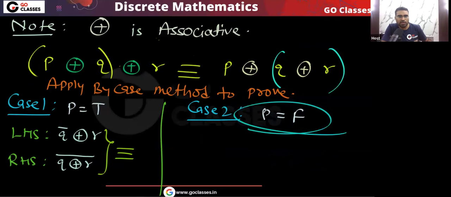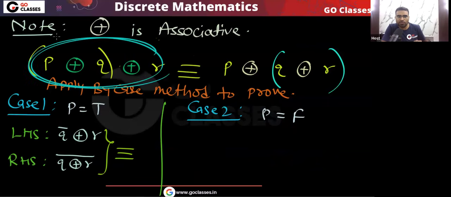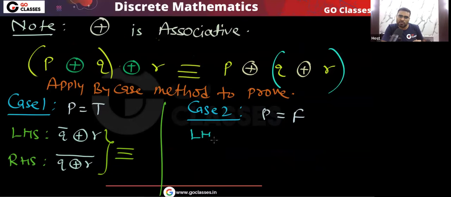And what about case 2? When P is false, what will be the LHS? What will be the RHS? Tell me what will be the LHS. If you put P false, then this will be Q bar. So this will be Q bar XOR R. And what will be the RHS?